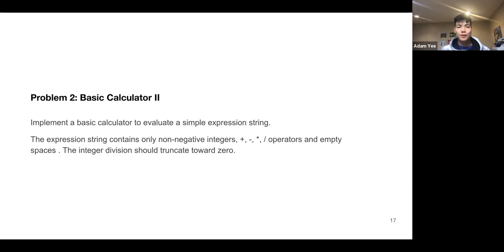Cool. Moving on to a slightly harder problem now. Basic Calculator 2. Implement a basic calculator to evaluate a simple expression string. The expression string only contains non-negative integers, plus, minus, divide, and multiplication operators, and empty spaces. Also, integer division should truncate toward 0, which means that you want to round down.